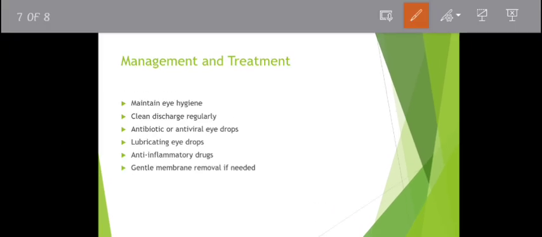Then the next is management and treatment. First, maintain lid hygiene, because it can spread. Then clean the discharge regularly, because it is a bacterial infection and may cause discharge. Give antibiotic and antiviral drugs, lubricant eye drops, anti-inflammatory drugs, and gentle membrane removal if needed. During removal we have to remove it gently.